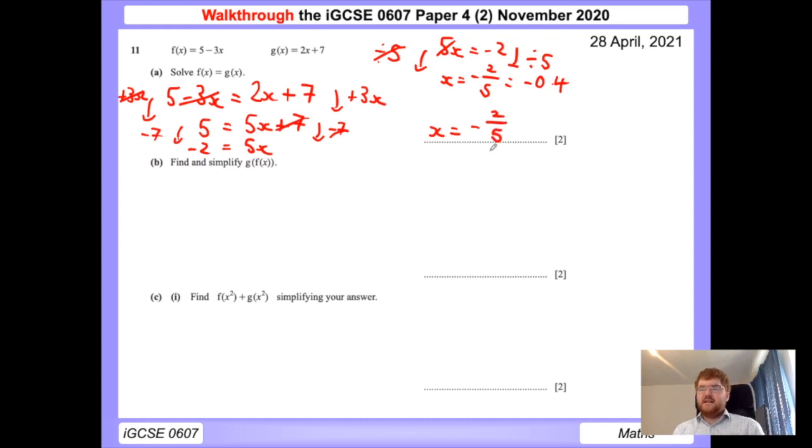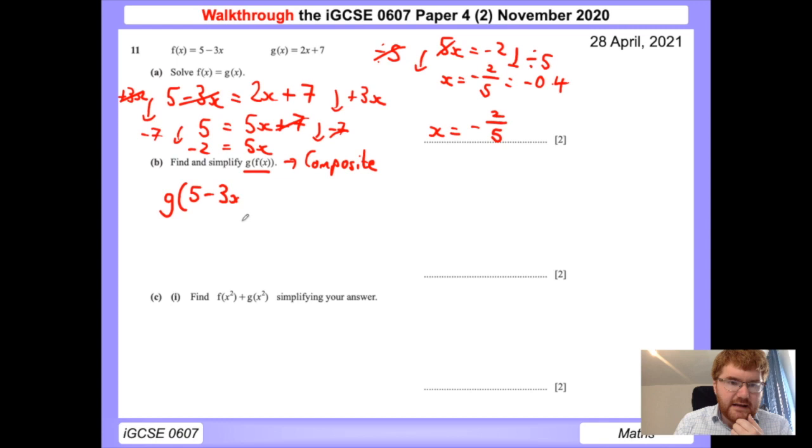I generally write these things as a good habit as a fraction. Now we need to do a composite function. So as soon as you see these two next to each other, this is what's called a composite function, and we always work from right to left. So what we do is I'm going to write down g, and then I'm going to copy whatever f of x is into my brackets, which is 5 minus 3x.